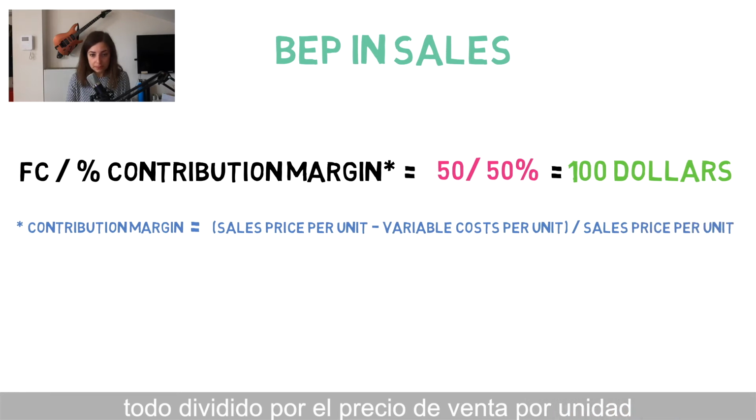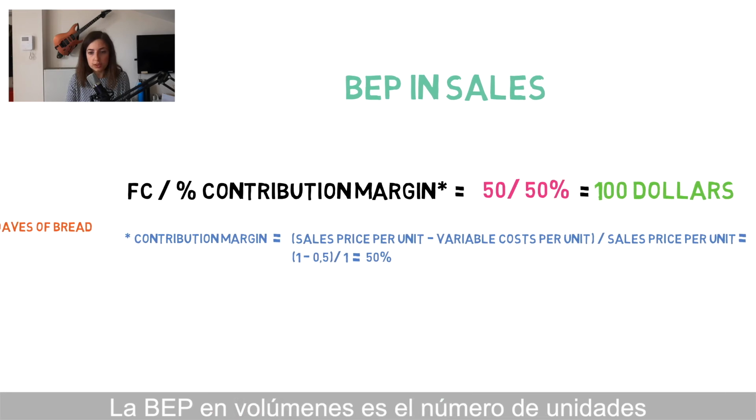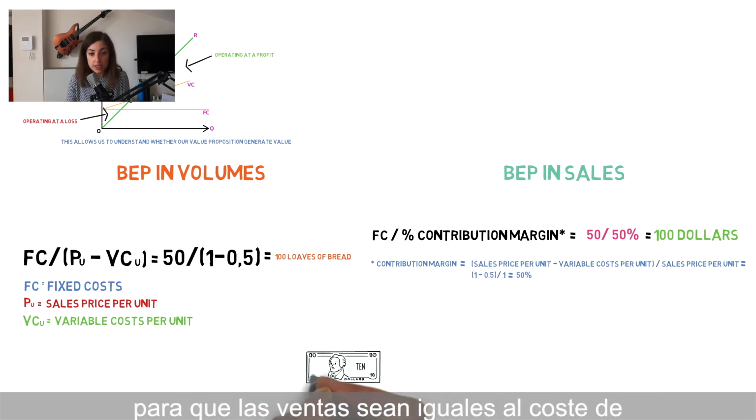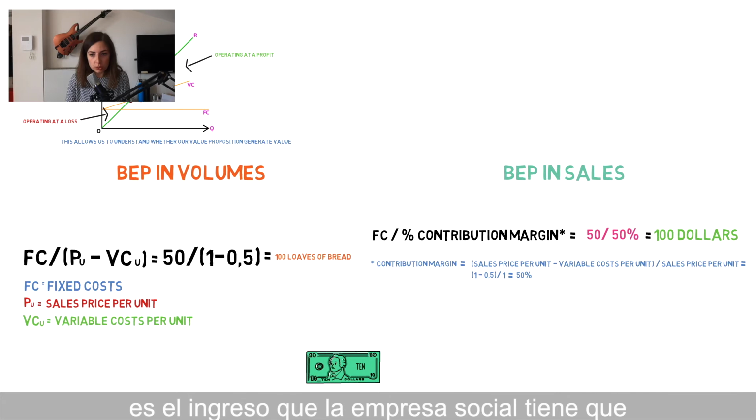per unit. The BEP in volumes is the number of units that the social enterprise has to produce to have the sales equal to the operating cost, while BEP in sales is the revenue that the social enterprise has to reach to equal the operating costs and start to be profitable.